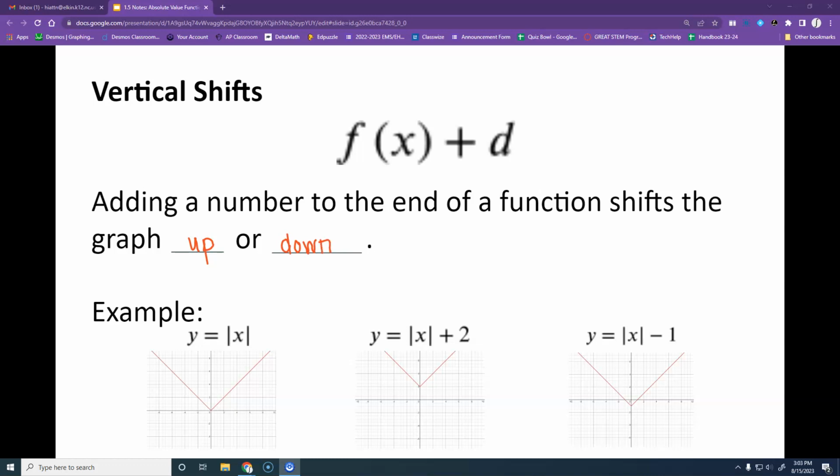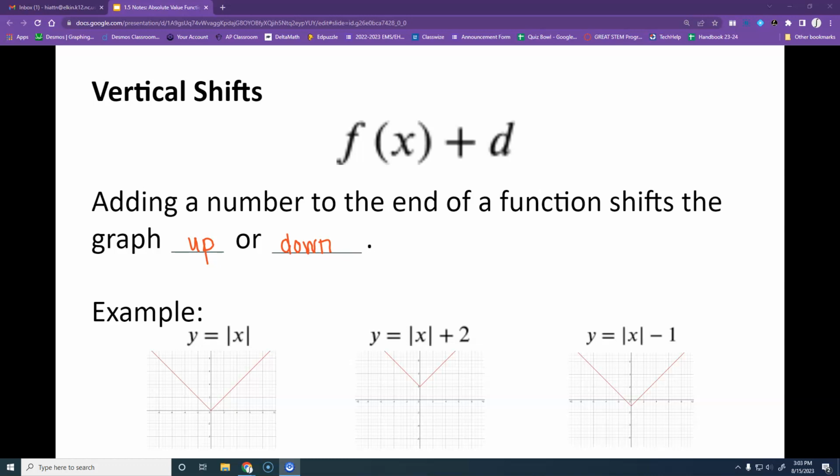And so you can see in this graph here, I just have that parent function. If I put a plus 2 on the end, it takes that whole graph and it moves it up 2 units. You can see that vertex now is at 2 on the y-axis. If I were to put a minus 1 here, it would move that graph down 1. So that's sort of what happens here with our vertical shifts.